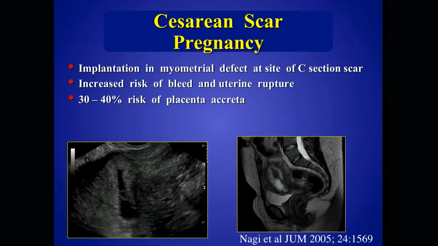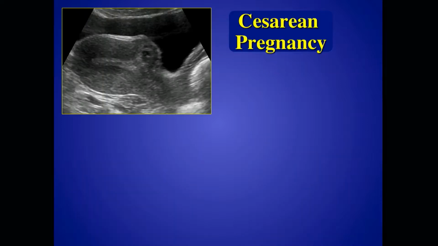Here's a couple of more examples. And you can see here, this one is implanted within the scar. And in many of these cases, it's almost impossible to measure that anterior myometrium. It is so thin, and it has that worrisome appearance that basically the sac is growing right through the wall of the uterus. And here's a corresponding MR. And I don't know that the MR necessarily gives us more information. It just gives us pretty images.